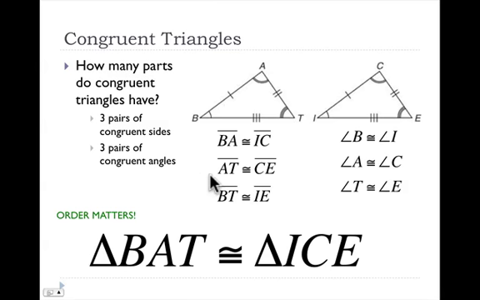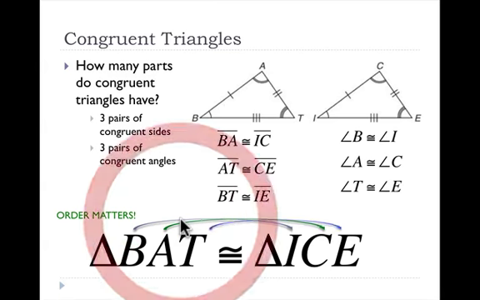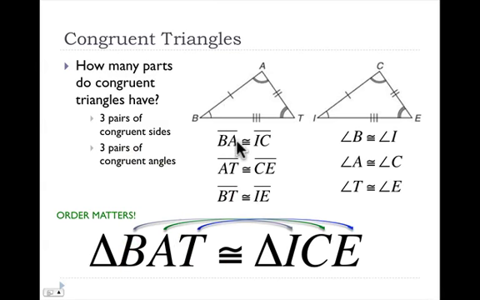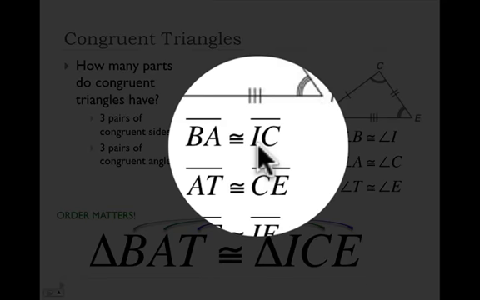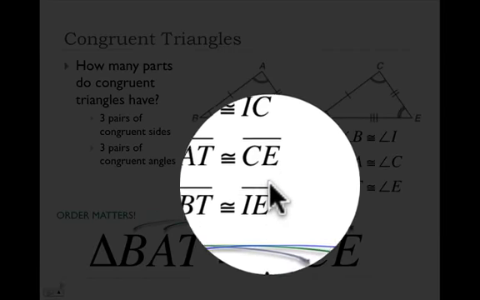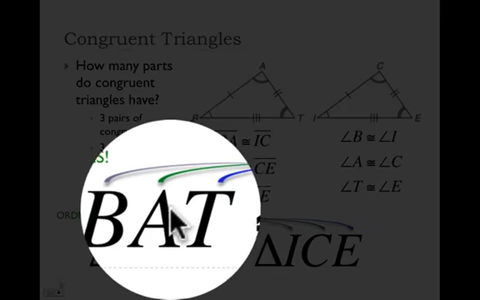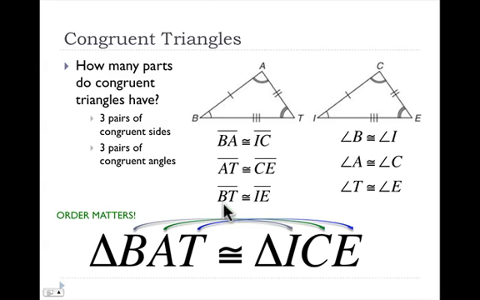Okay, so if I say B, we know that I corresponds with B. If I say BAT, then I have to say ICE. And as I just said before, the B corresponds with the I, the A corresponds with the C, and the T corresponds with the E. Now if you notice in the sides and in the angles, everywhere I put a B, I also put an I, same position, because they correspond with each other. Everywhere I put a T, an E corresponds. Everywhere I put an A, a C corresponds. So the corresponding parts need to match up, and order matters in all situations.